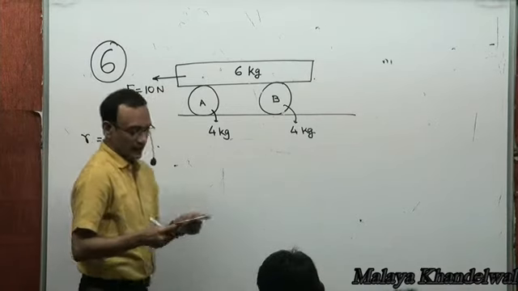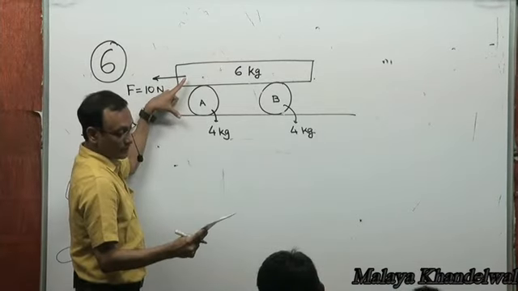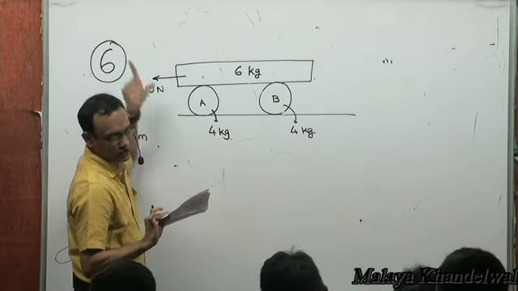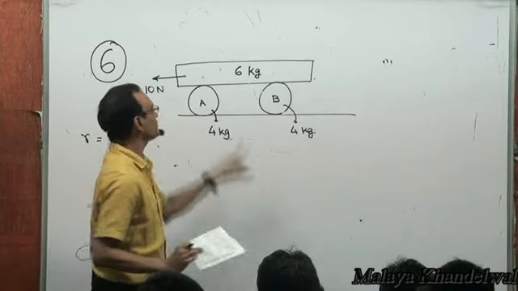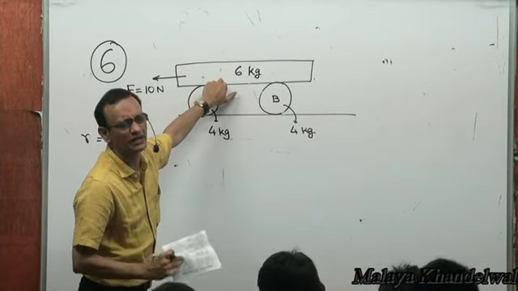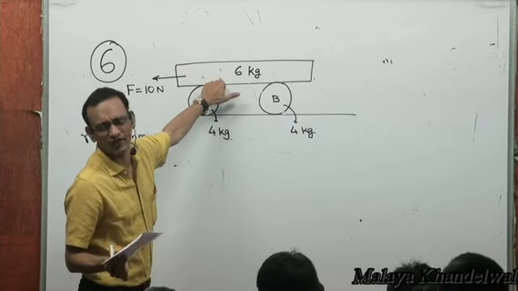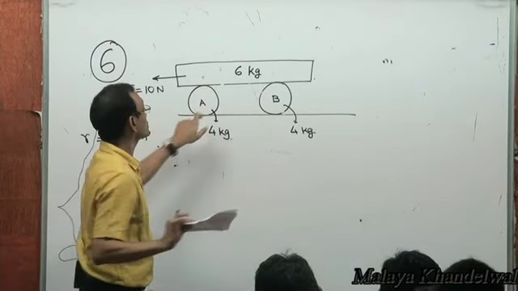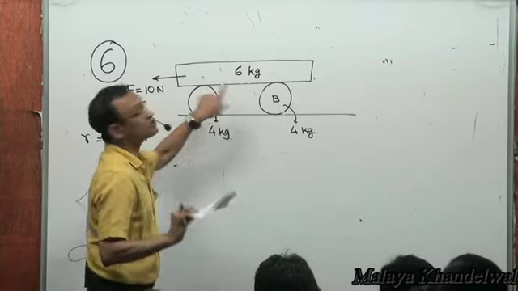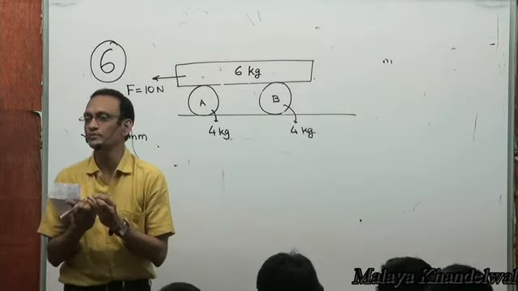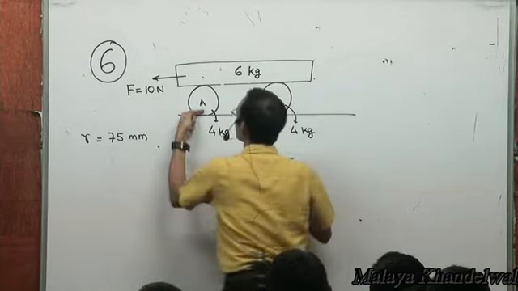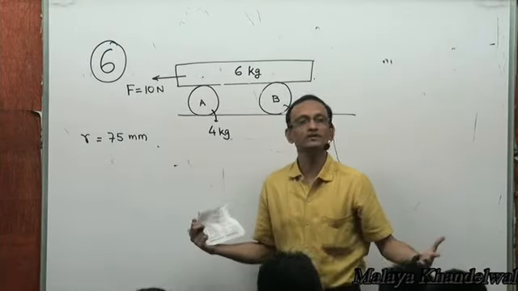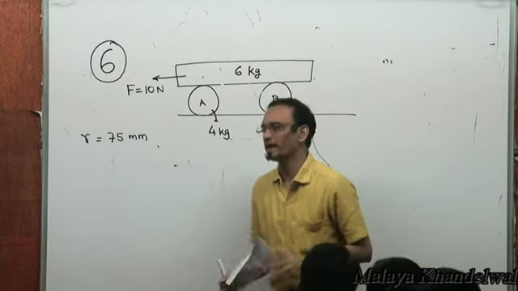This 10 Newton force is applied and we want to determine the velocity of the carriage 2.5 seconds after application of this force. That means if I can find the acceleration of the carriage, then I am taken care of, isn't it? I just need to find the acceleration of the carriage. It's also given that the disc rolls without slipping. The 2 discs, there is no slipping anywhere. See, there are 2 vulnerable locations for slipping. One is between the disc and the ground, the other is between the disc and the carriage. We'll assume that there is no slipping anywhere at all.